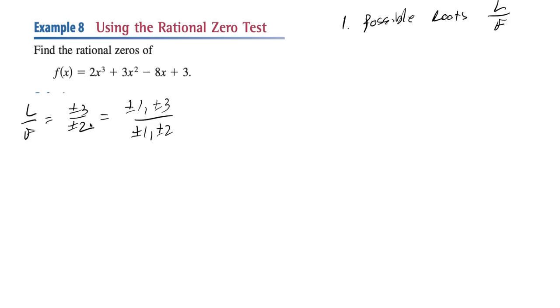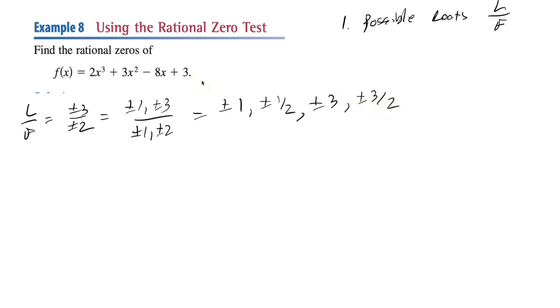Now here's the kind of crappy part. You have to do all the combinations. So like 1 over 1, 1 over 2. So plus or minus 1, plus or minus 1 half. Right, so 1 over 1 is 1, 1 over 2 is 1 half. Then we're going to do the same with 3. Plus or minus 3 and plus or minus 3 halves. So those are the possible rational roots. You might go, oh, that's a lot of work.